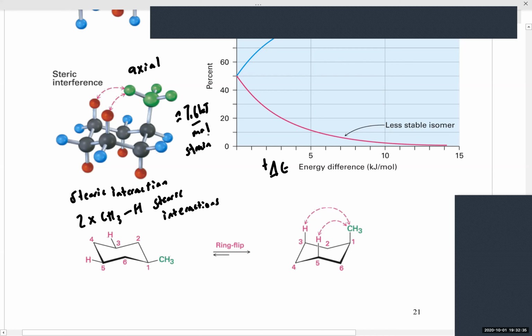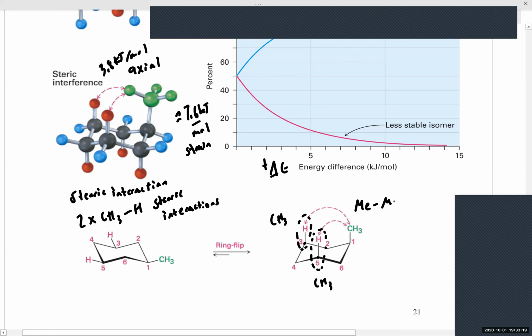Does this number look familiar to anyone? Does this number ring a bell? What's another word for a methyl? Where does that 7.6 look familiar? In other words, we have two interactions with a penalty of about 3.8 kilojoules per mole each. Another way to visualize this is to think a little bit and treat each of these groups like they were a methyl group. Treat each of these carbons as if they were a methyl group.